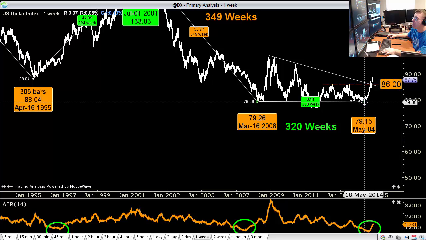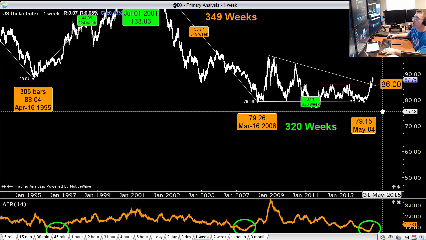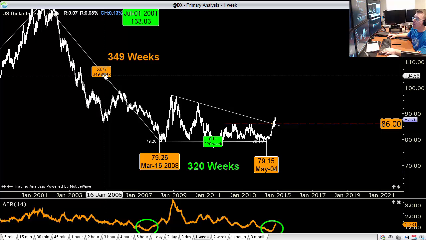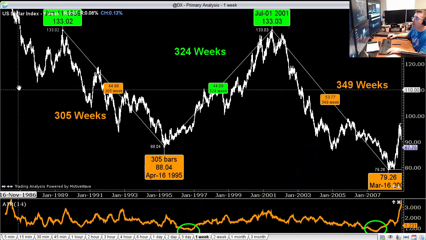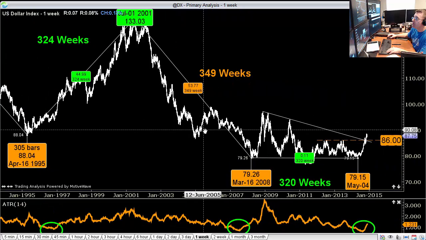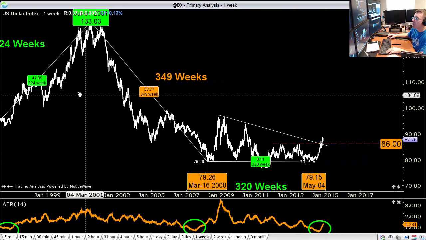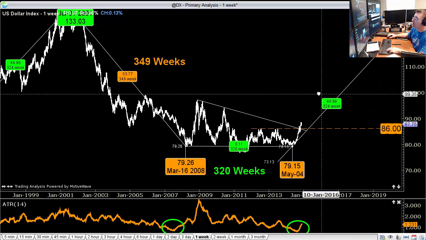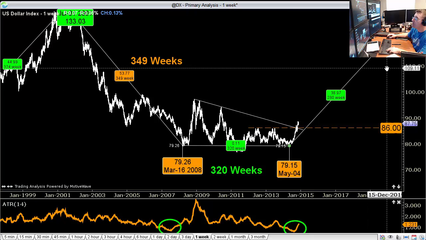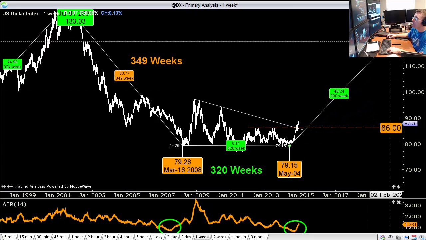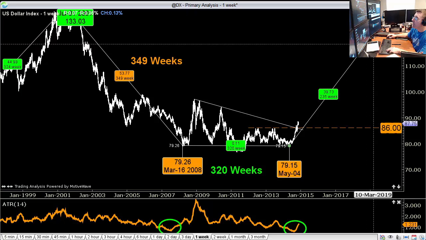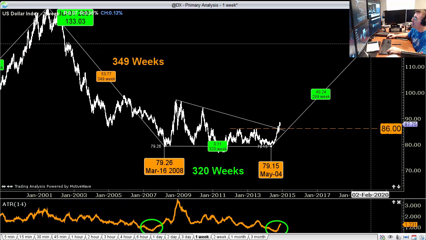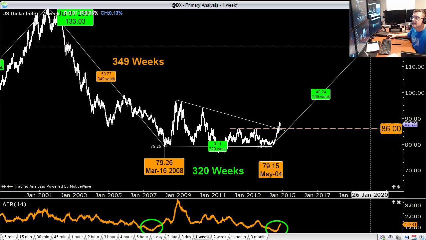So I put that right at the lows in May, and we've begun to break resistance in the dollar. So what that means, if you put it all together, what have we done? We've gone down, up, down, sideways, and now are we going up again? So do I put another green bar over here that would last, call it, let's give it 300 weeks to be conservative. 300 weeks is right there, which is a projection of February 2020, 6 years. So could we have a 6-year rally in the dollar?